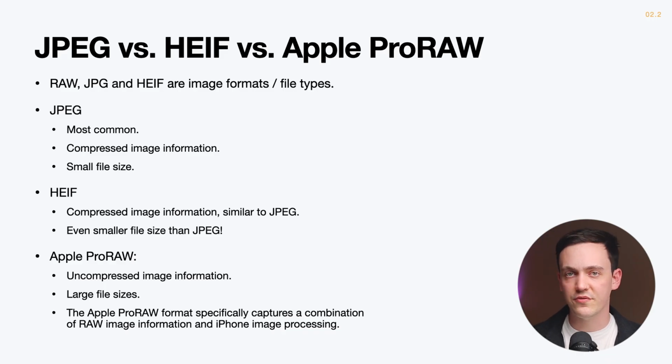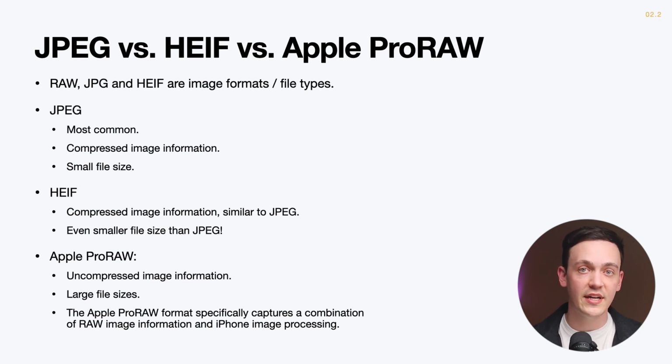The difference in all of these files ultimately lies in the amount of information that they contain and their size. I'll be talking about JPEG and HEIF in conjunction because they compress image information in a very similar way. They're virtually indistinguishable from one another. HEIF files are simply smaller in size than JPEGs.